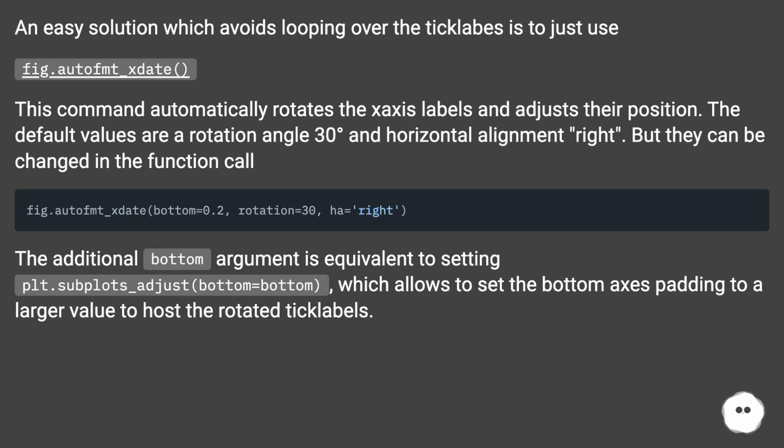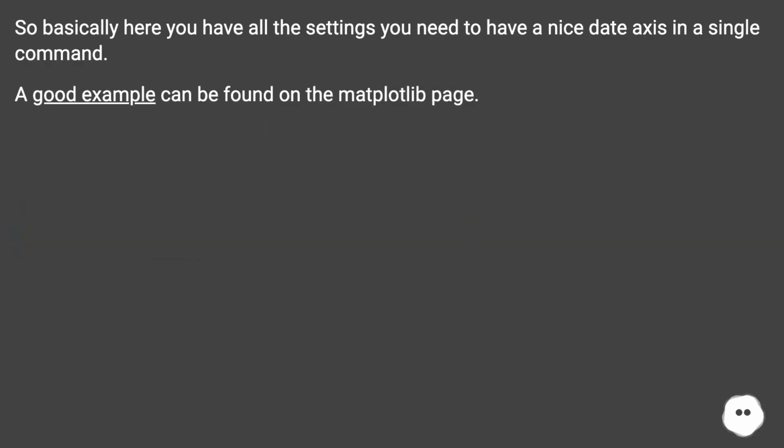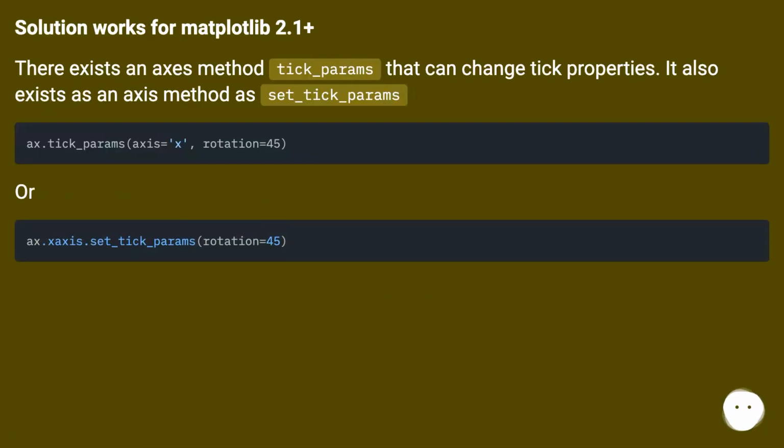The additional bottom argument is equivalent to setting plt.subplots_adjust(bottom=bottom), which allows you to set the bottom axis padding to a larger value to host the rotated tick labels. So basically here you have all the settings you need to have a nice date axis in a single command. A good example can be found on the Matplotlib page. Solution works for Matplotlib 2.1 plus.